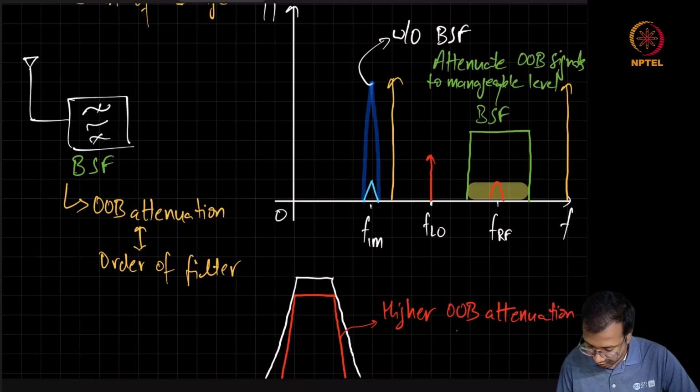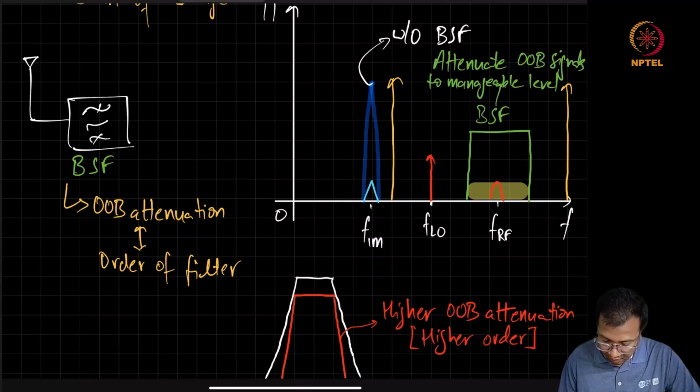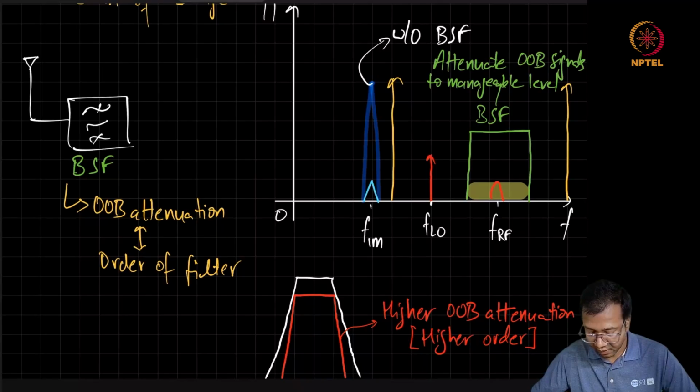This is achieved by increasing the order of filter. Increasing the order of filter means this filter now will be having more elements connected together. So once you have more elements connected together to give you higher order, each of those elements will also be adding its own loss. So this loss overall will accumulate.